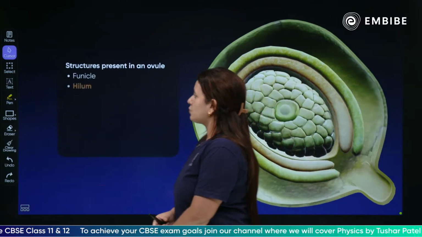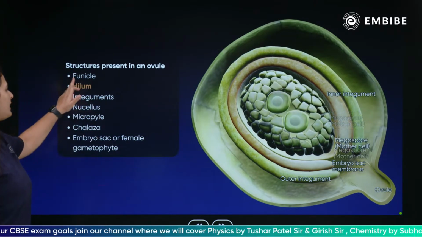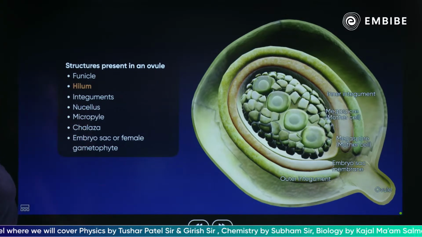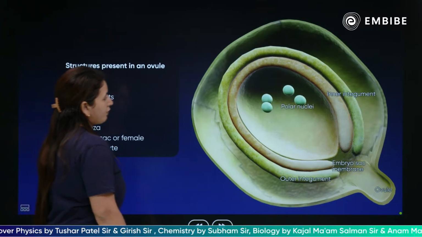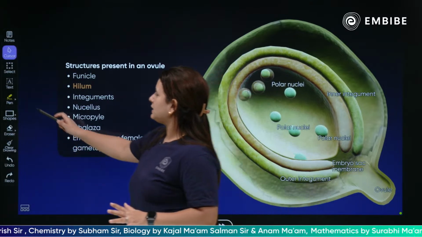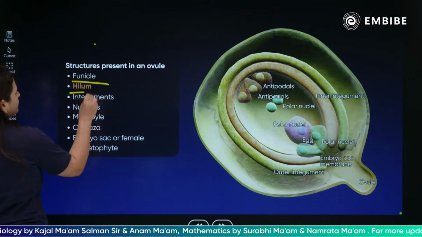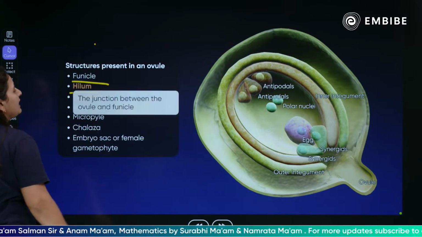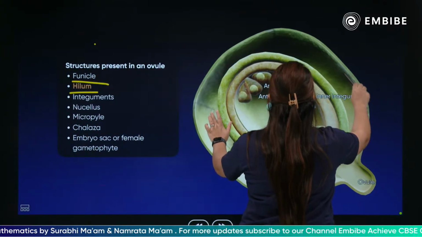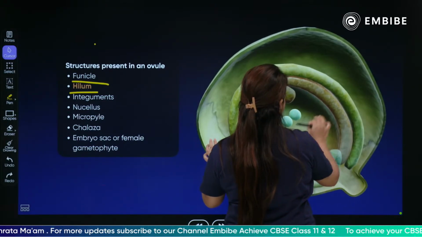Next, children, talking about the structure of the ovule. There is a funicle, a hilum, integuments, nucellus, micropyle, chalaza, and the embryo sac, or female gametophyte. What is the hilum, children? The hilum is the junction between the ovule and the funicle. I am going to elaborate it for you so that you have a very clear depiction of everything.